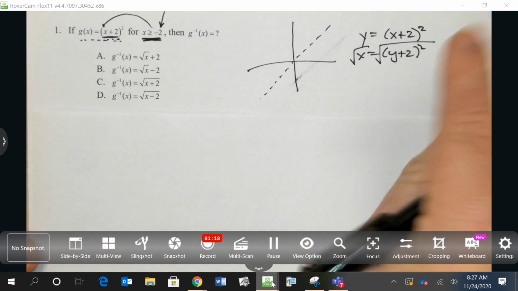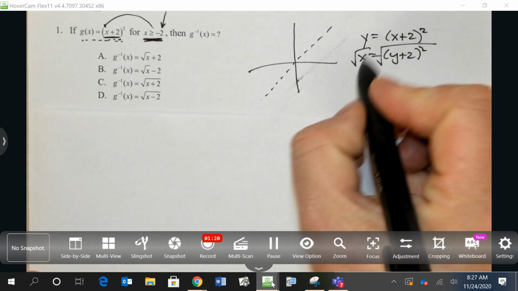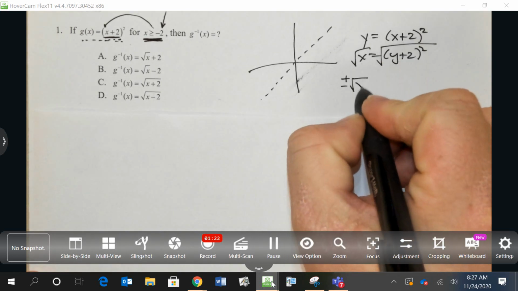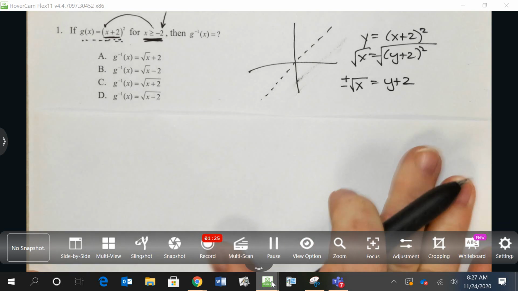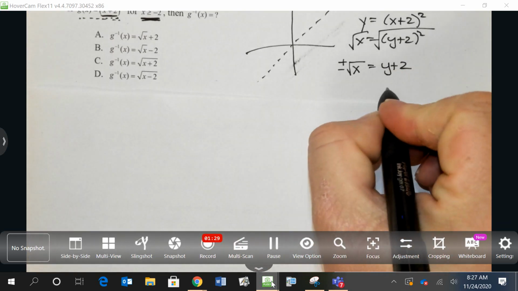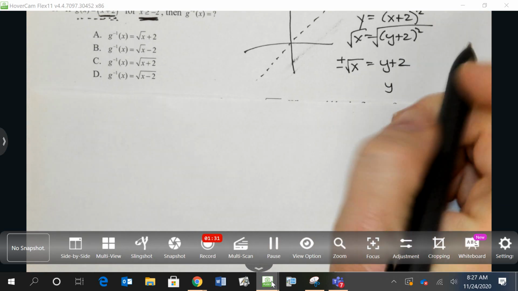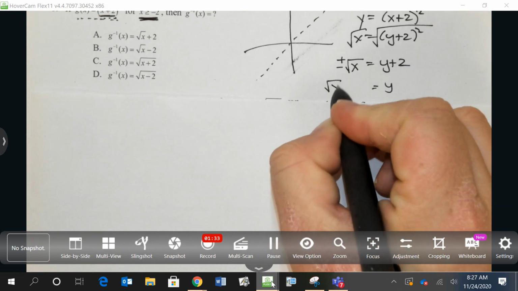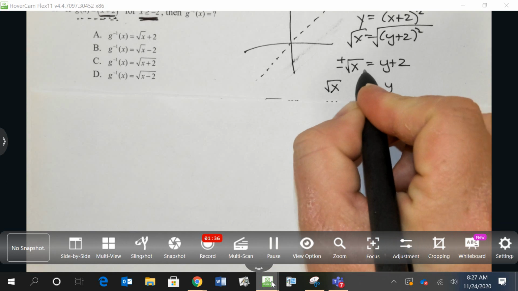I take the square root of both sides. Remember, I have a plus or minus here. So plus or minus the square root of x equals y plus 2. The last step will be to move that 2 over to the other side. So I have y equals the square root of x. And now when the 2 comes over, it's subtracted.